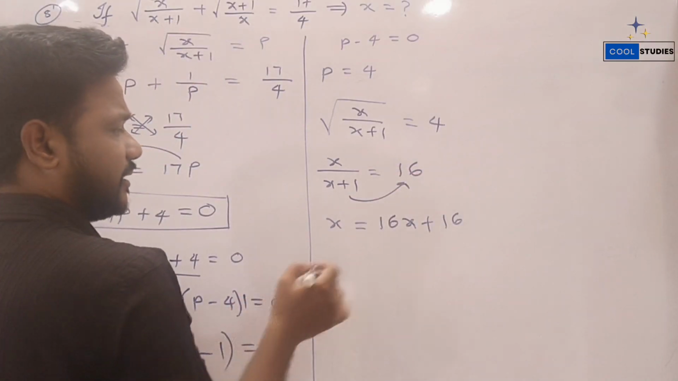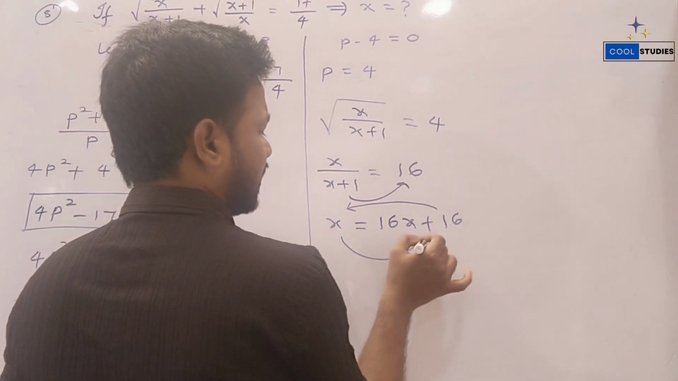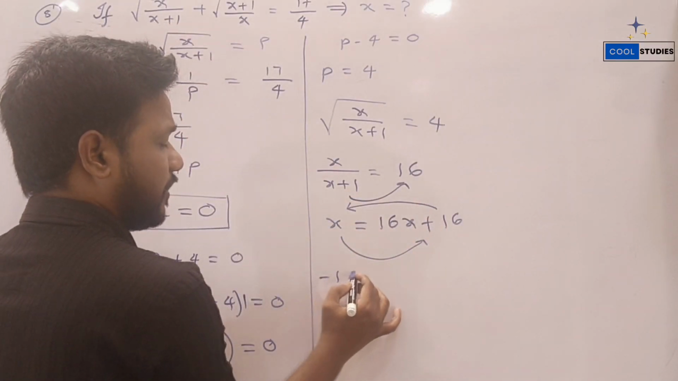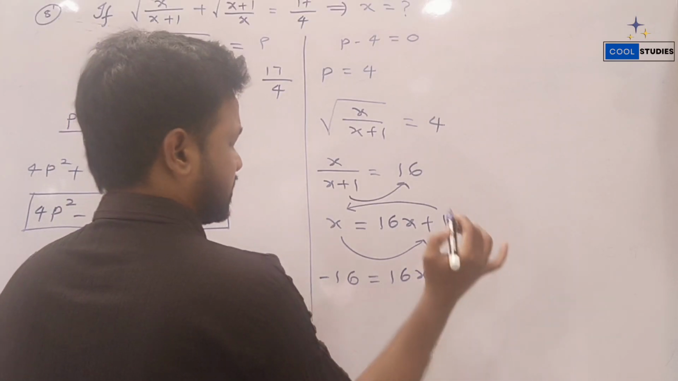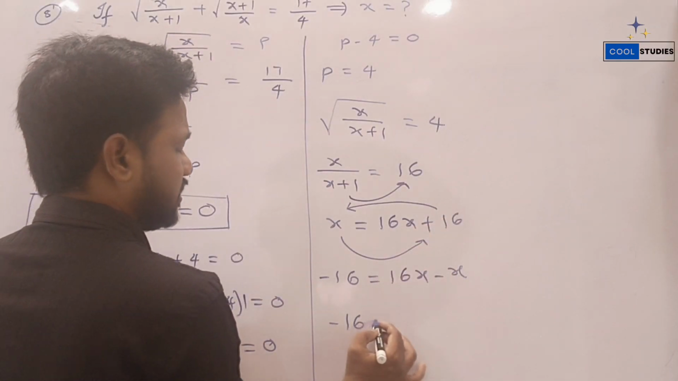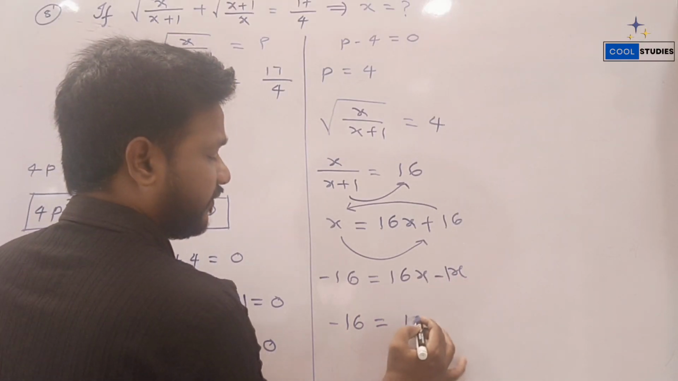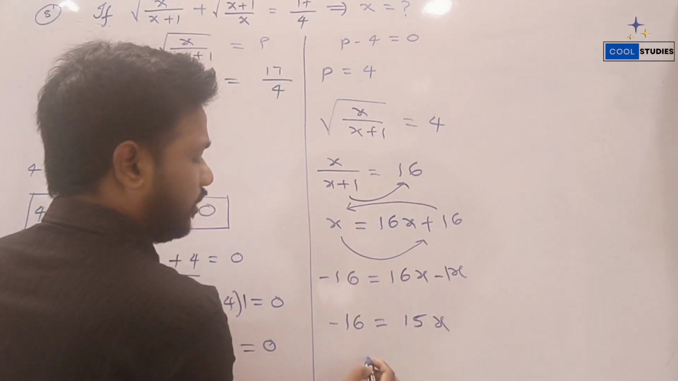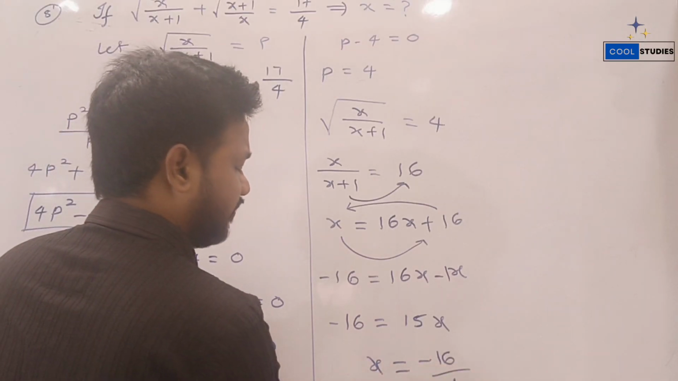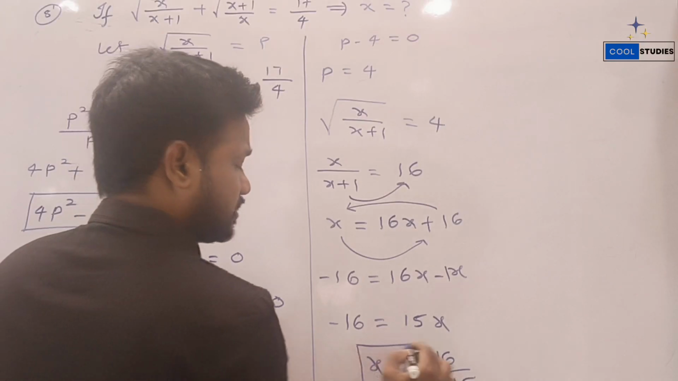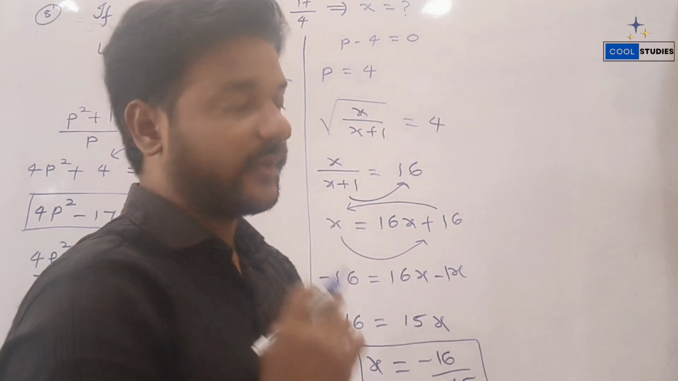Let us do one thing down here. Plus 16 transpose to the left side, plus x to the right side. So we get minus 16 is equal to 16x minus x. So minus 16 is equal to 16 minus 1, 15x. I did only x value, right? x is equal to minus 16 by 15. We got one value down here.